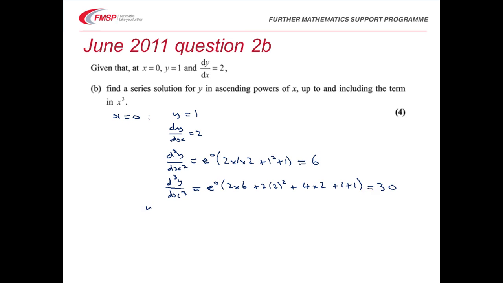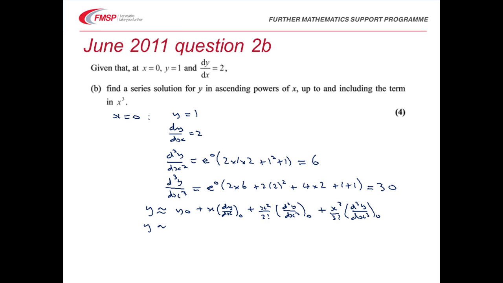Then I can quote the result that my series for y is going to be y0 plus x times the gradient when x is 0, plus x squared over 2 factorial, the second derivative when x is 0, and finally x cubed over 3 factorial, the third derivative when x is 0.